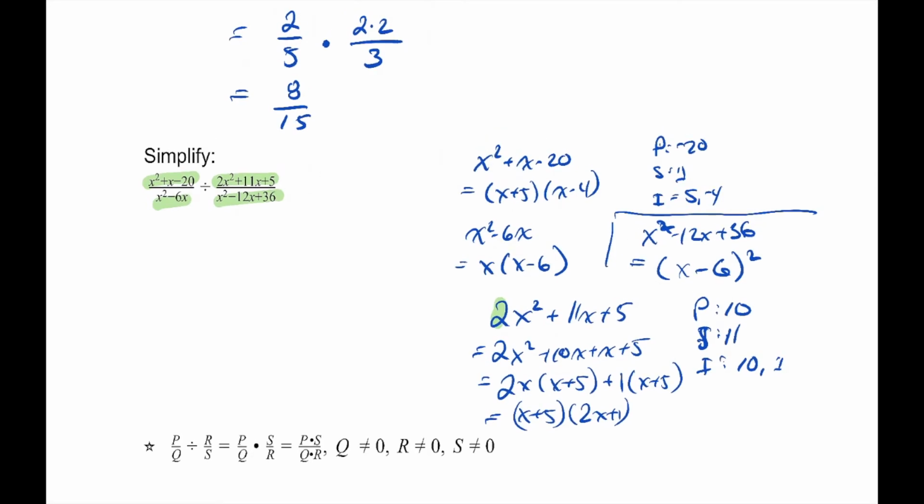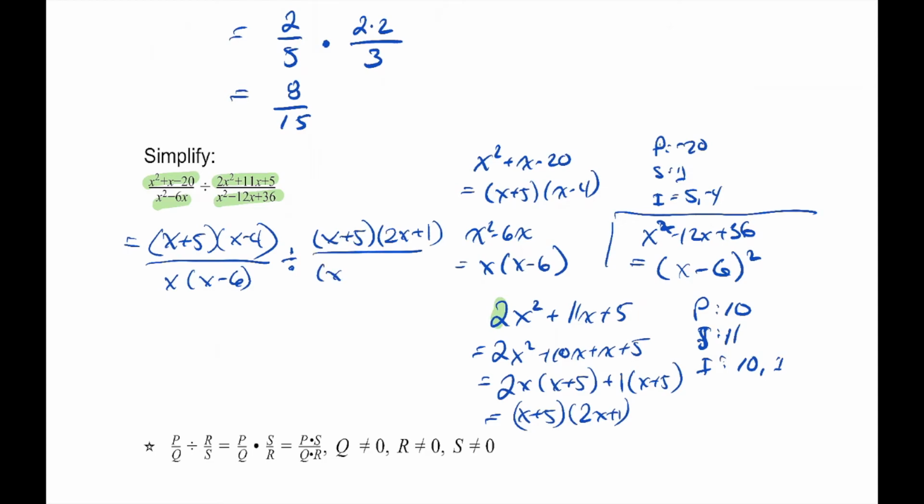And then once we got everything factored properly, just go back and copy this out. So x squared plus x minus 20, we said that factors to x plus 5 times x minus 4. And then the denominator is going to be x times x minus 6. So we're going to divide by 2x squared plus 11x plus 5. So we said that factors to x plus 5 and 2x plus 1. And the denominator is x minus 6.